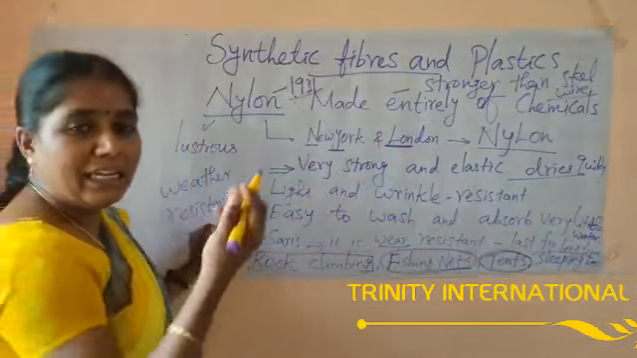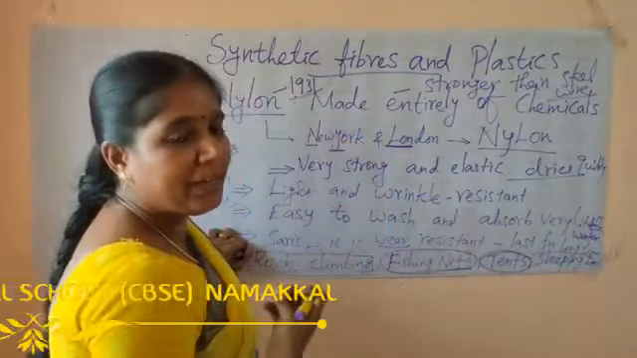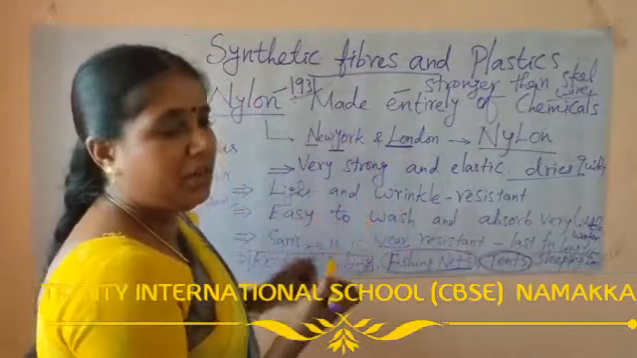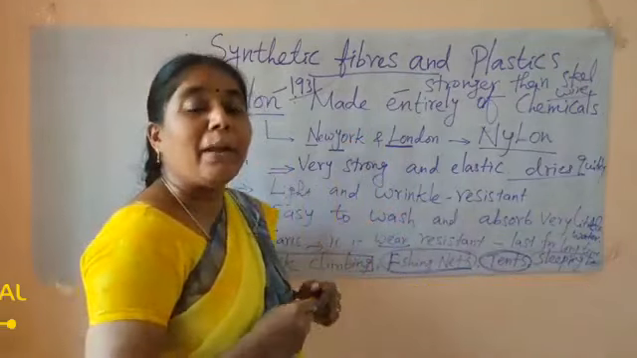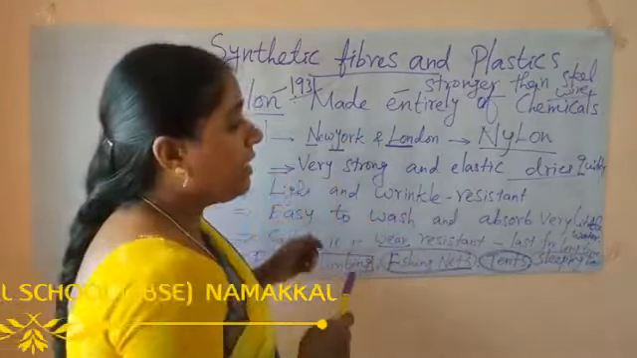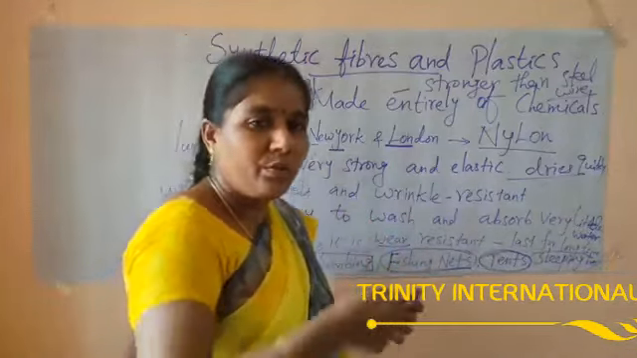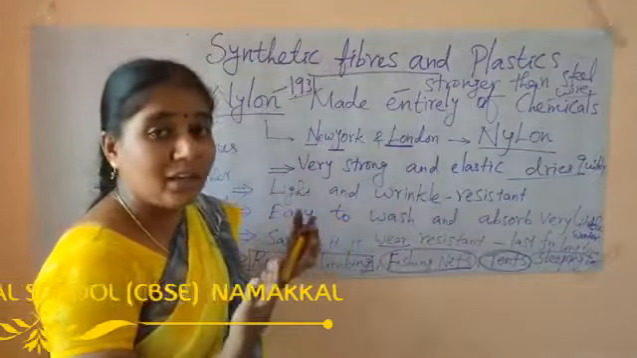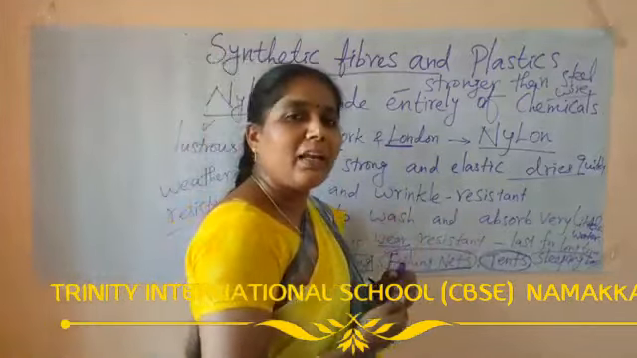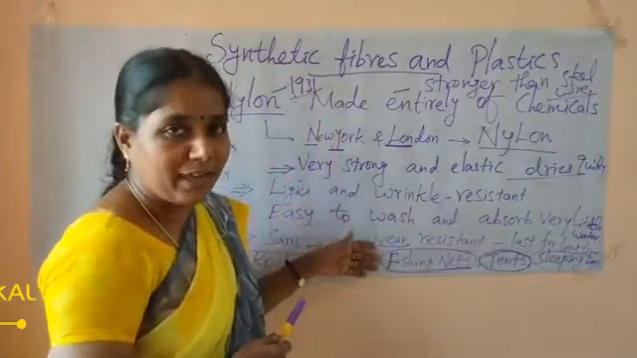So do you know, in our homes also we are using this nylon material daily. Do you know toothbrush? Toothbrush is a material made up of nylon and also socks, curtains and combs. We are using combs. So these materials also we are using in our homes daily. These materials are also made with the help of nylon. So these are the uses of nylon.